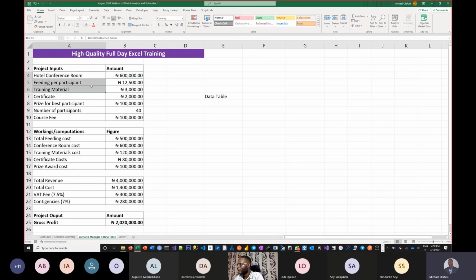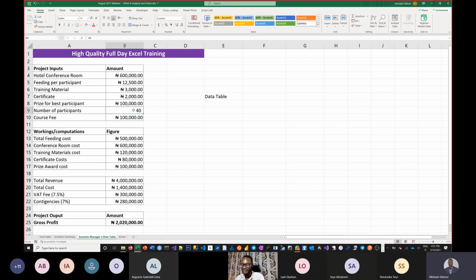If you look at our input, the hotel tells you not to worry, if you pay before next week, nothing will change the price. That price is fixed, so they've guaranteed the price for you. Feeding is also fixed, right? Training materials, you know how much, maybe you've even printed it already. It's a realized expense. Certificates, you already know that is the 2K you are going to spend. Price, you've earmarked that 100K makes sense.